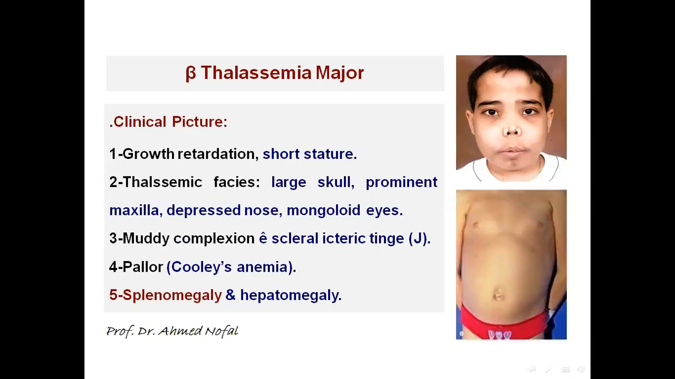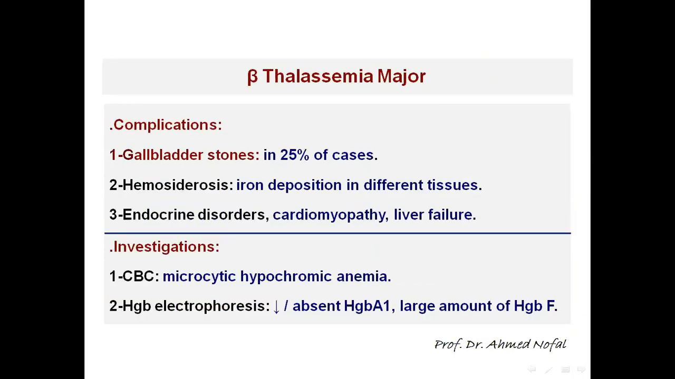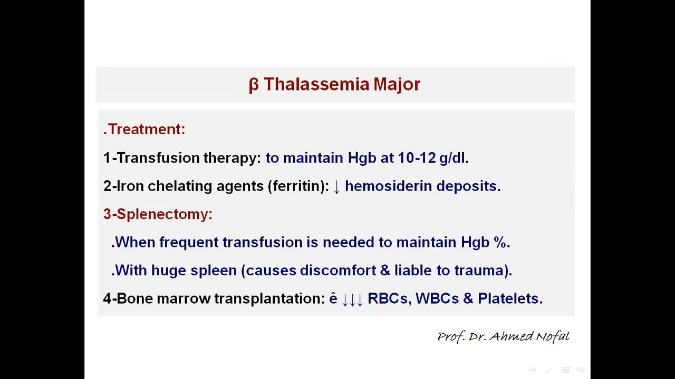Clinically, there is growth retardation, short stature, thalassemic facies, muddy complexion, pallor, and splenomegaly. The complications are gallbladder stones, hemosiderosis, and endocrine disorders. Treatment of beta thalassemia consists of transfusion therapy, and the role of surgery in the management is splenectomy. Splenectomy is indicated when frequent transfusion is needed to maintain hemoglobin percent and with huge spleen.